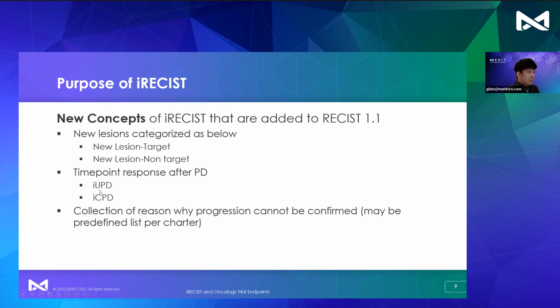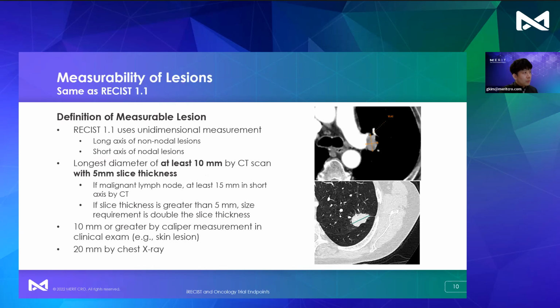So there is a concept of progressive disease as an unconfirmed progressive disease and a confirmed progressive disease. And additionally, the reasons why the iUPD, the unconfirmed progressive disease, has never been confirmed are also collected. Those types of reasons are collected through the eCRF, and these lists of reasons can be predefined per charter or protocol.